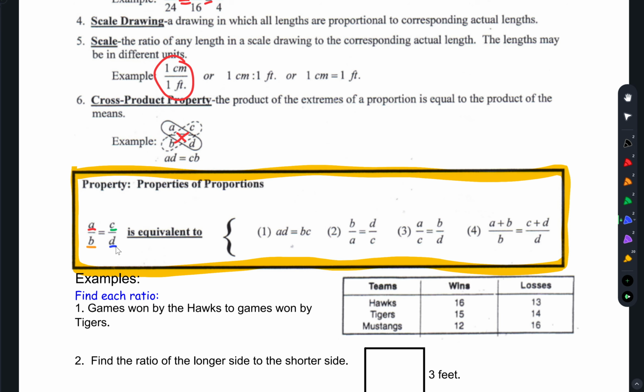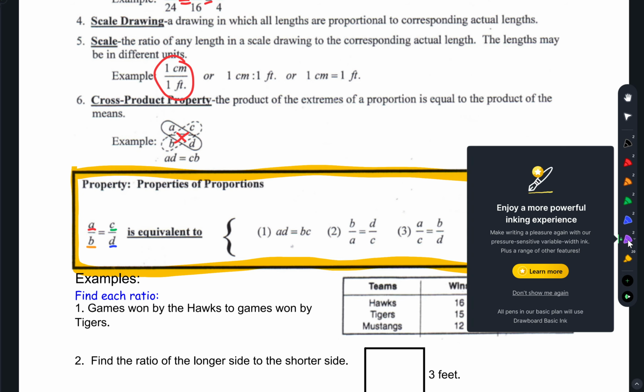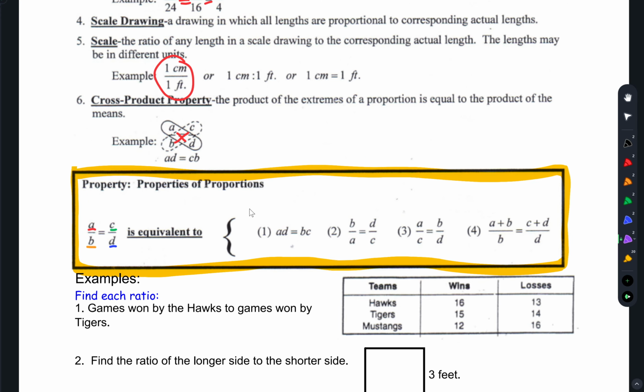You're doing a word problem. This is what your proportion ends up looking like. The person next to you could write any of these four proportions here and still be equivalent to the proportion that you wrote. So their answer is still going to be the same as your answer because all of these different versions of these proportions are equivalent. The most common one that we see is this first one, because this first one is just the cross product.